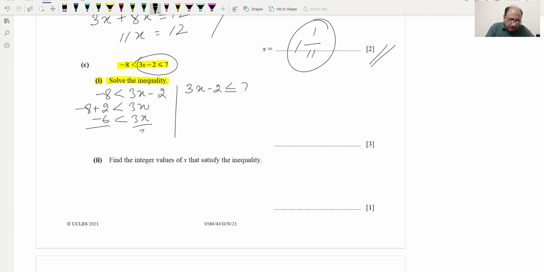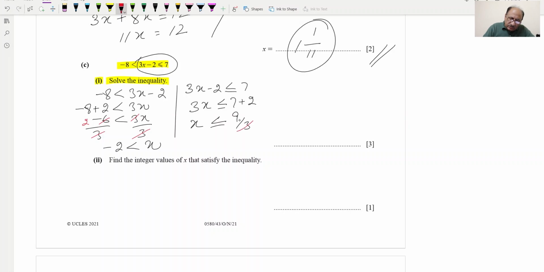Divide both sides by 3. Cancel 3 with 3 and 3 with 6. So it will be minus 2. So we can write minus 2 is less than x. Now on this side, if we solve, minus 2 we can shift to the other side. So 3x is less than or equal to 7 plus 2, which is 9. So x will be less than or equal to 9 by 3.